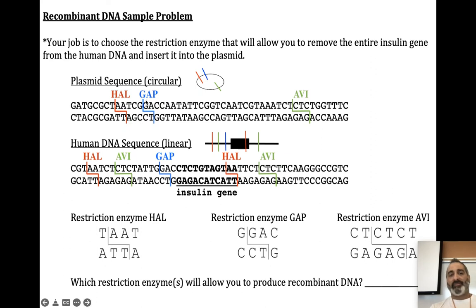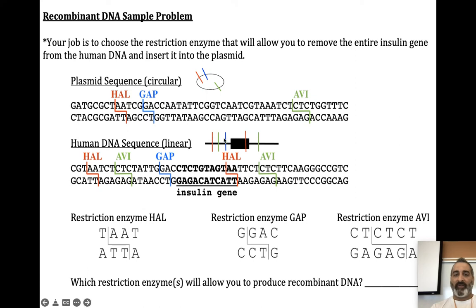GAP, this restriction enzyme cuts here one time, and cuts on the human sequence one time. So it's not cutting out the gene. The GAP enzyme doesn't work very well. Okay, AVI, the third enzyme, cuts with this sequence. It's labeled here, here, and there. AVI cuts the plasmid in one spot, which is perfect because we want to cut it open, and cuts the human DNA in two spots, here and here.